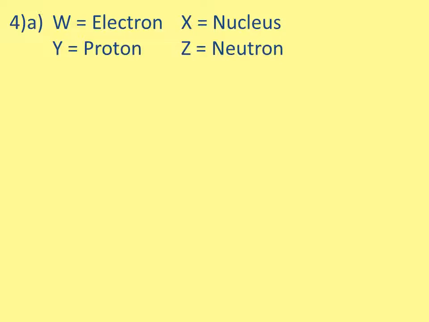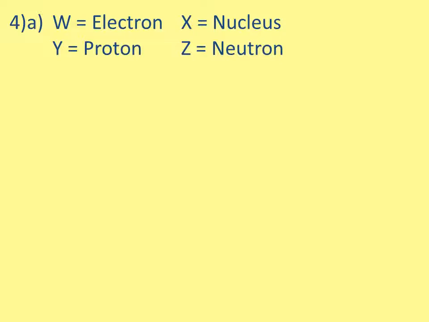Now, W is the electron, because the electron flies around the outside, it orbits the nucleus. X is the nucleus. That's the bit in the middle that contains the protons and neutrons.